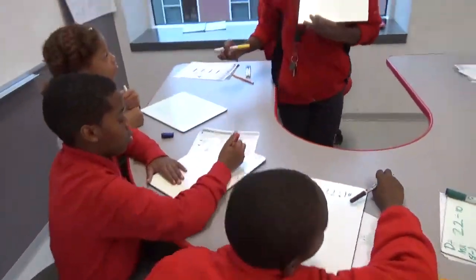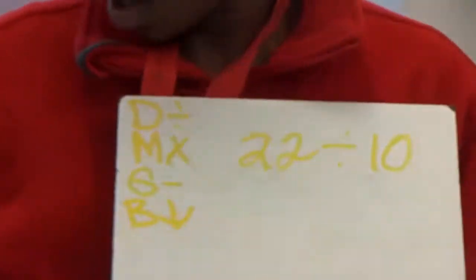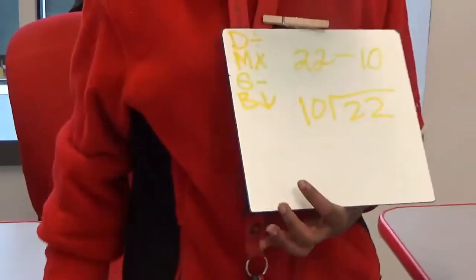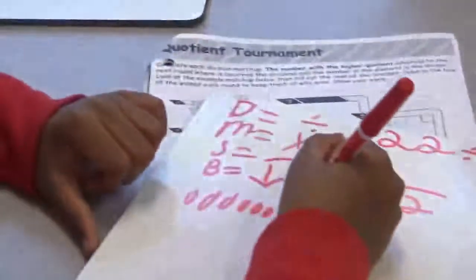Can we have a problem? Go ahead and raise your voice. Okay. All right, you ready? Yes. So, we're going to go ahead and set it up. 10 divided by 22, excuse me. Slide your problem down to give you space so you can write your answer.